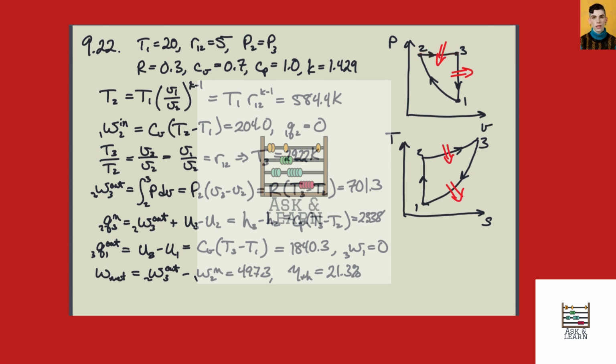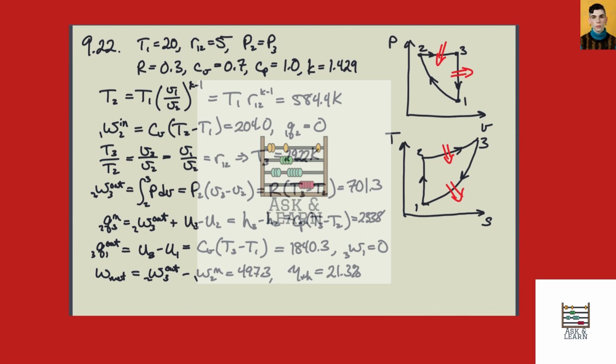Now we need the heat transfer that came in here. If we do an energy balance between those two states, the heat in is the work out plus the change in internal energy. Using the definition of enthalpy, we can figure out that this is actually just the change in enthalpy, which is the constant pressure heat capacity times the change in temperature. We know all of these values, and that winds up being 2,338 kilojoules per kilogram. So that's how much heat we put in here.